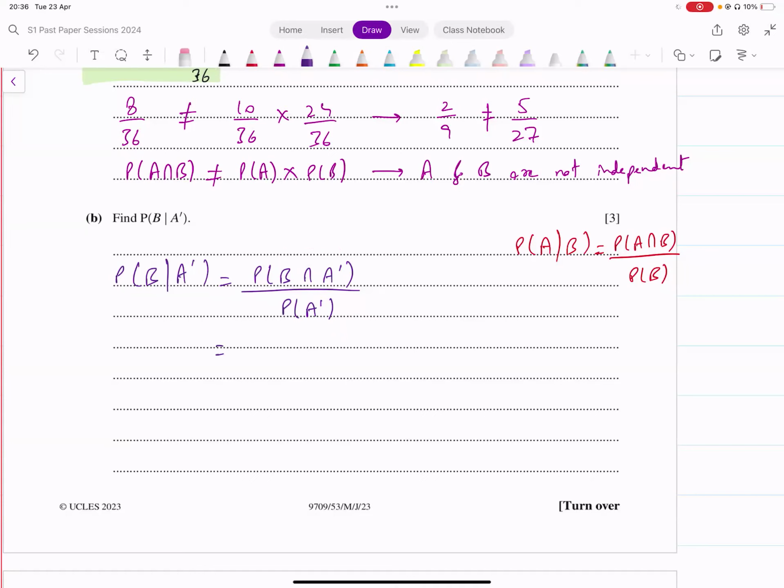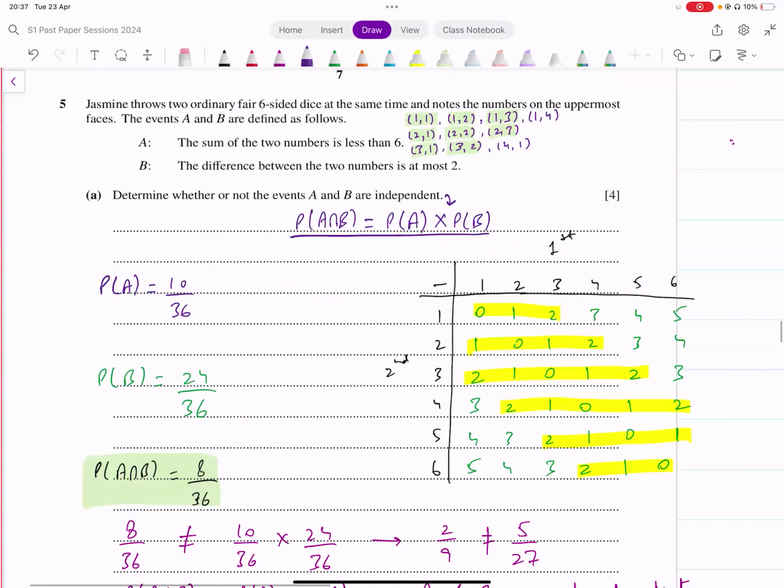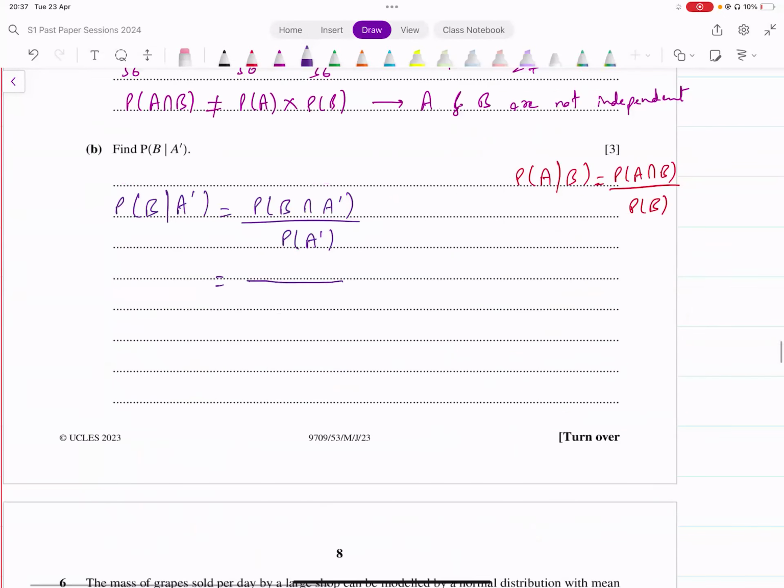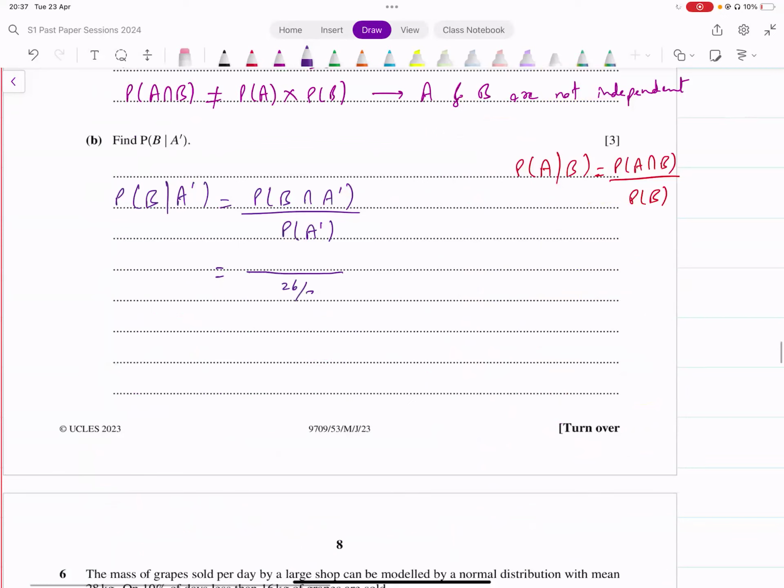Now we've listed down all the cases in the first part. Let's find out the denominator from that. Probability of A not happening. What was the probability of A happening? That was 10 out of 36. What's the probability of A not happening? 1 minus this number, which is 26 out of 36. That's what you have in the denominator. That's the probability of what is given.